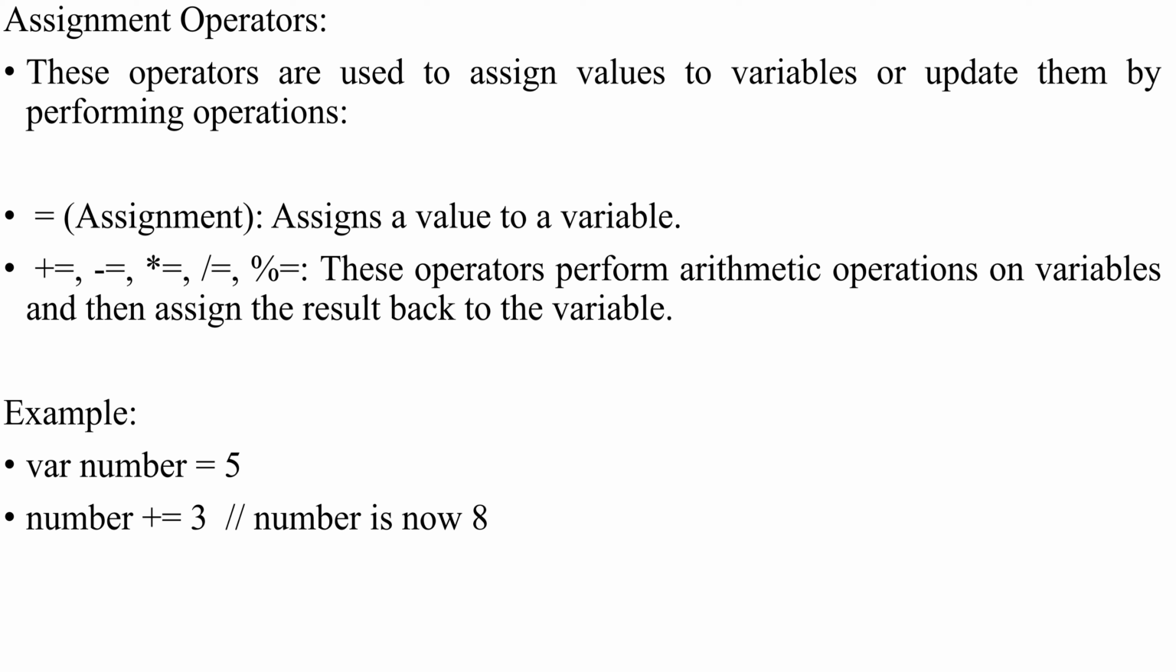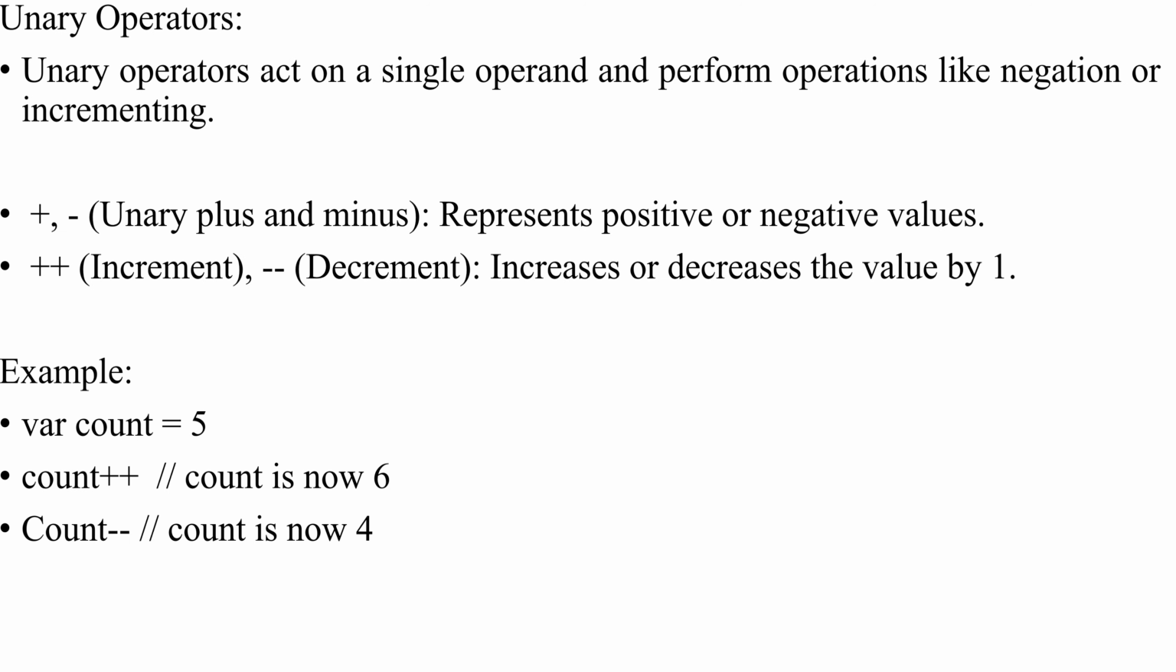Assignment operators are used to assign values to variables or update them by performing operations. Equals assigns a value to a variable. Plus equals, minus equals, star equals, divide equals, or modulus equals perform a mathematical operation on the variable and then assign the result back to the variable. For example, val number = 5, so if we write number plus equals 3, it increases its value by 3. So the number is now 8. If we then write minus equals 3, it's going to be 5.